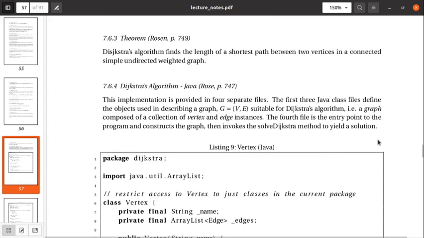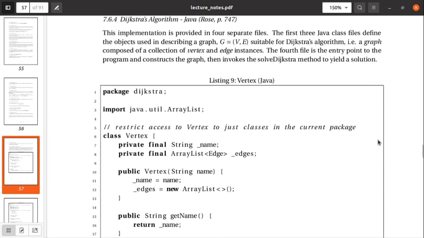So now we have a theorem. Dijkstra's algorithm finds the length of the shortest path between two vertices in a connected, simple, undirected, weighted graph. So it doesn't state Dijkstra's algorithm outright. It just says by theorem that this algorithm finds the shortest path. And this is for a simple graph, so not a multigraph, but a simple undirected weighted graph. Okay, so now we'll get to take a look at it.